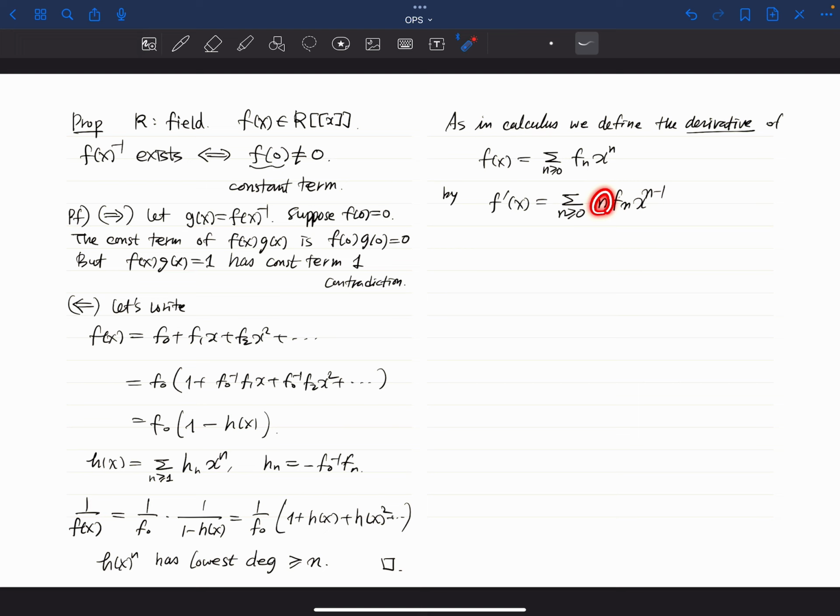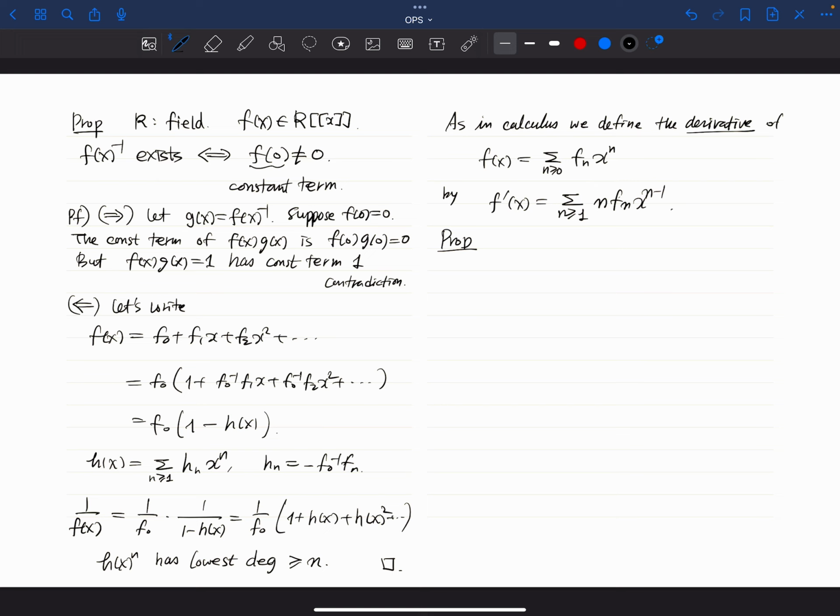But actually, because this is 0 if n is 0, we can think of this as n greater than or equal to 1. So it's fine that we write this from 1. That's the same thing. Or I will also just write a 0 sometimes because it doesn't contribute anything. Then many things that hold in calculus still hold here.